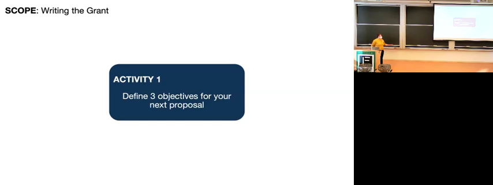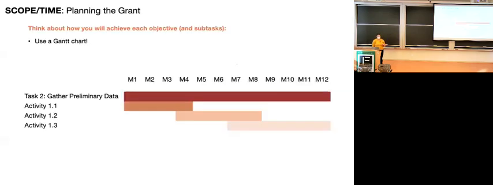Okay, so now you've defined your objectives. It's probably a good idea to think about the time aspect. How are you going to do this? And something I really suggest you use is a Gantt chart. You might not have seen a Gantt chart before, but they're in lots of grants.